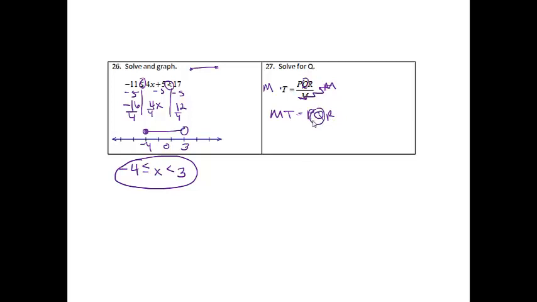Since p and r are both next to the q, that means multiply. So to get rid of them, we're going to divide. I'll divide by the p and the r, and I'll divide this side by the p and the r. So I'll get mt over pr is equal to q. So as weird as it looks, that is my answer.